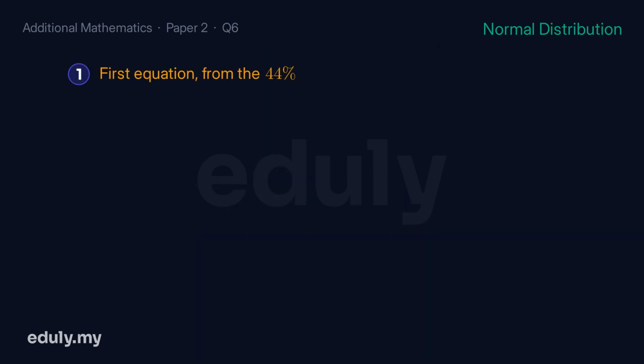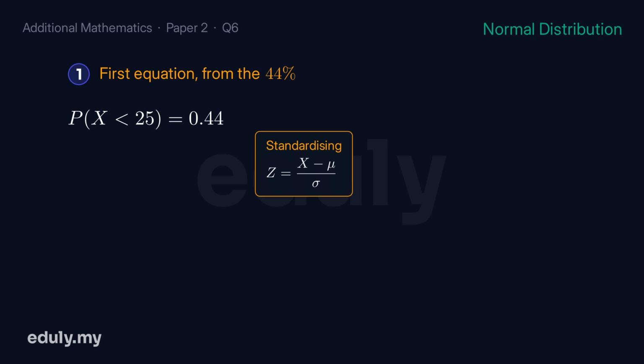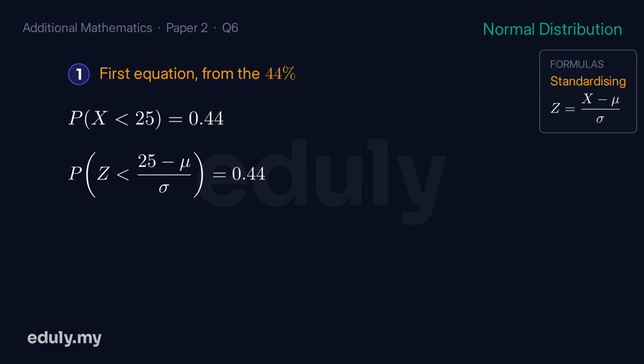Step 1. Build an equation from the 44%. We start with the chance of a BMI below 25 being 0.44. To use the table, we standardize. Turn the BMI into a z-score by subtracting the mean and dividing by the standard deviation. So standardizing 25 gives this.